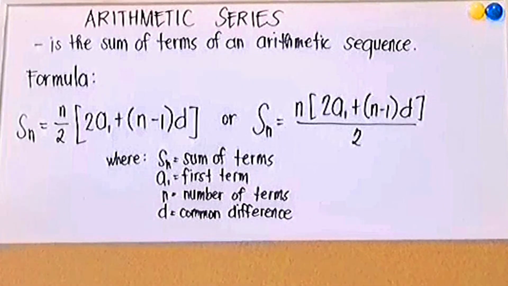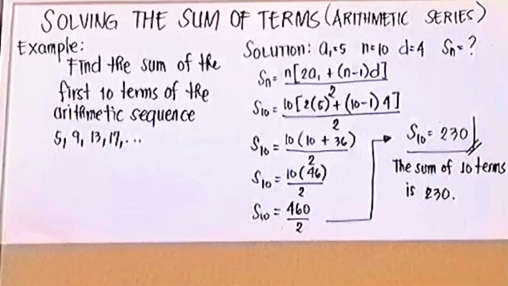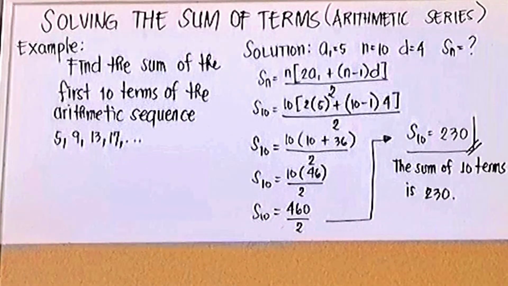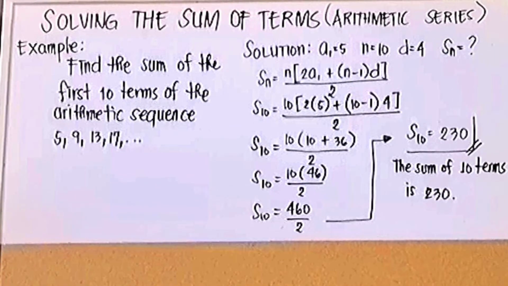Arithmetic series. It is the sum of terms of an arithmetic sequence. So, to solve that one, you can choose either of the two formulas. You can have this one or this one. So, the legend for the formulas are the following. Sn is the sum of terms, A sub 1 is the first term, n is the number of terms, and d is still the common difference. Now let's proceed to solving for the sum of terms or solving for the arithmetic series.